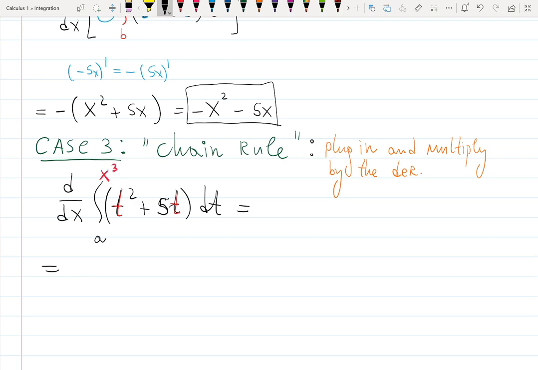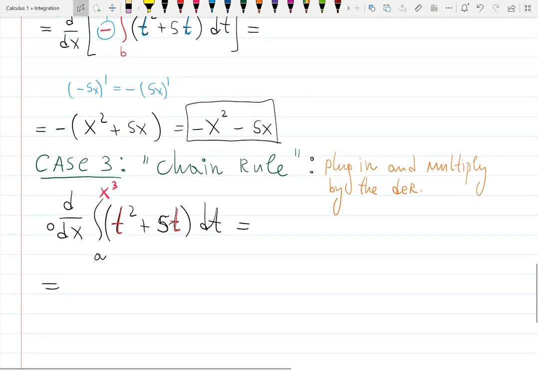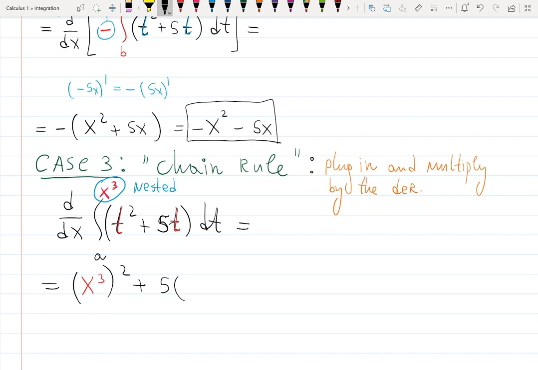Because chain rule is basically a function inside of a function. And before, in this case, x was inside of the function t squared plus 5t. Now, x cubed will be nested inside of the function t squared plus 5t. So I will have x cubed and then squared, because it's t squared, plus 5 times x cubed. And that's almost the answer.